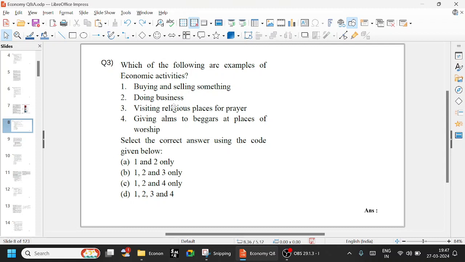Try to observe that. Usually everybody will be able to identify these two, but of course option three we can say is not, because there is no money involved. But here even giving money to beggars is considered an economic activity. So try to keep that in mind.